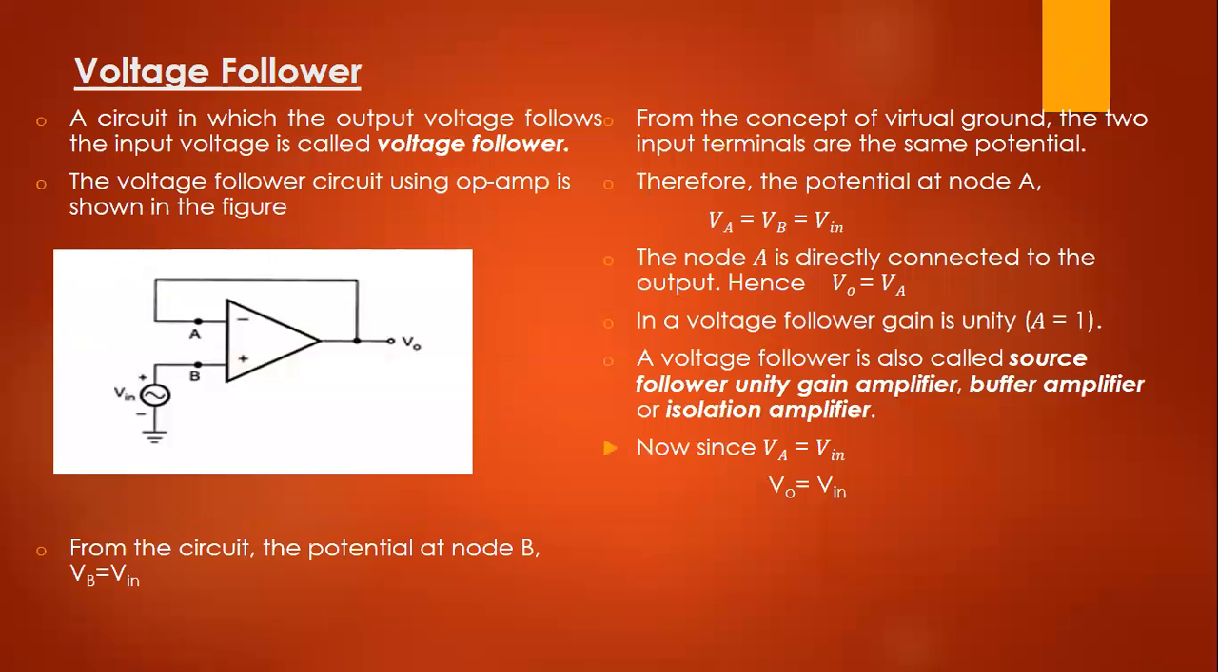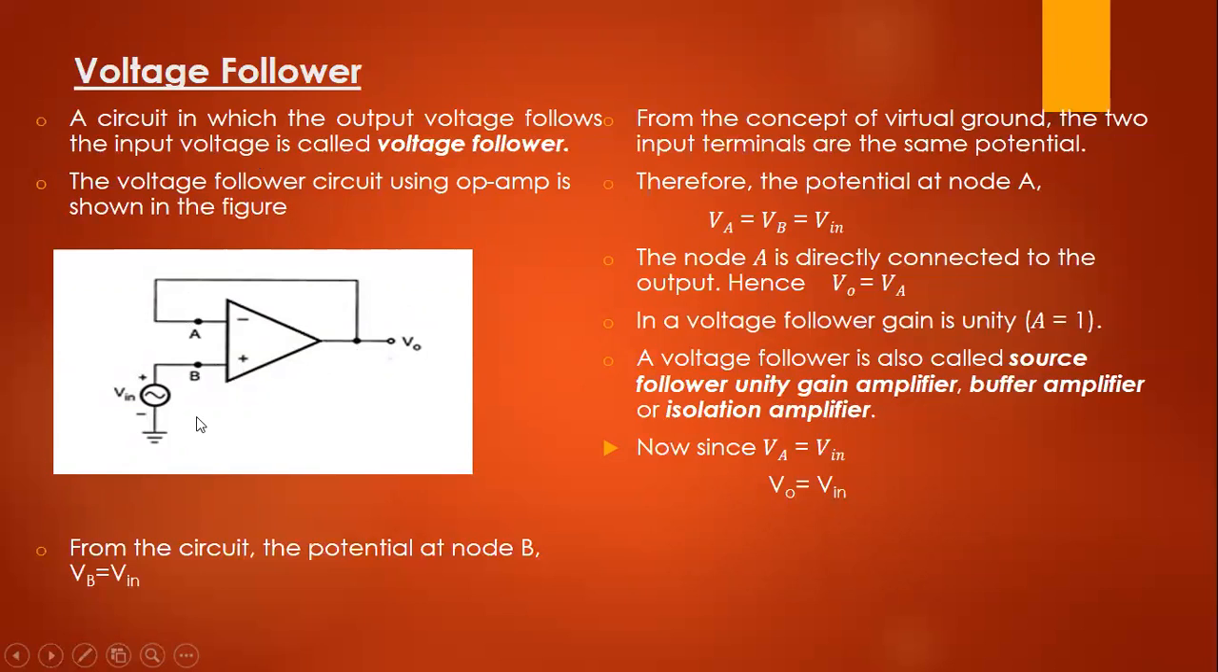So now let us discuss one more application of an op-amp, the voltage follower. The voltage follower is also called a buffer. In this voltage follower, the output voltage follows the input voltage. The circuit in which the output voltage follows the input voltage is called a voltage follower. So this is the voltage follower circuit using an op-amp.